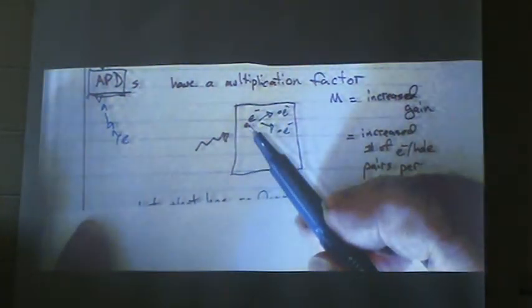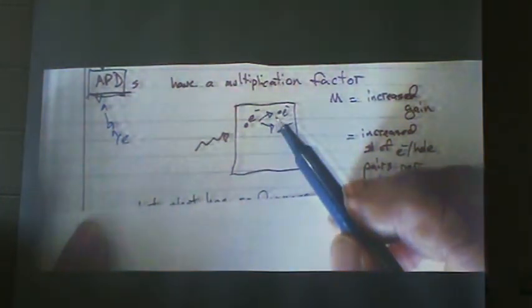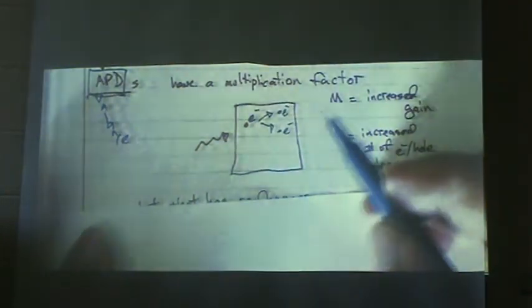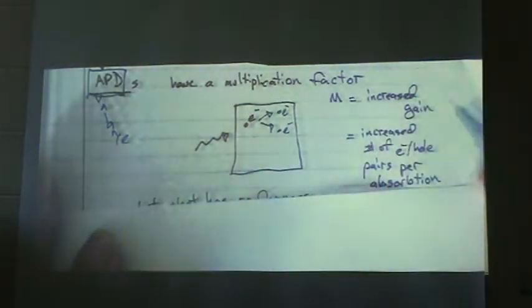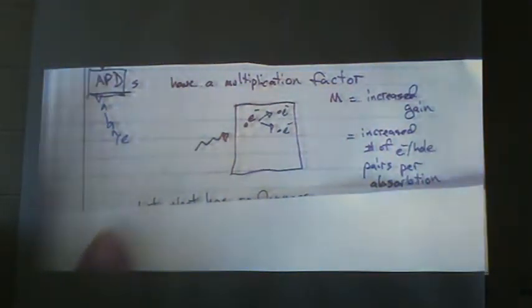So here I have one electron generated by the one photon, which might kick off two other electrons. E to the minus just stands for electron. It's particle physics notation. E plus would be a positron. E minus is an electron. M is this increased gain factor. So you're going to increase the number of electron-hole pairs per absorption.